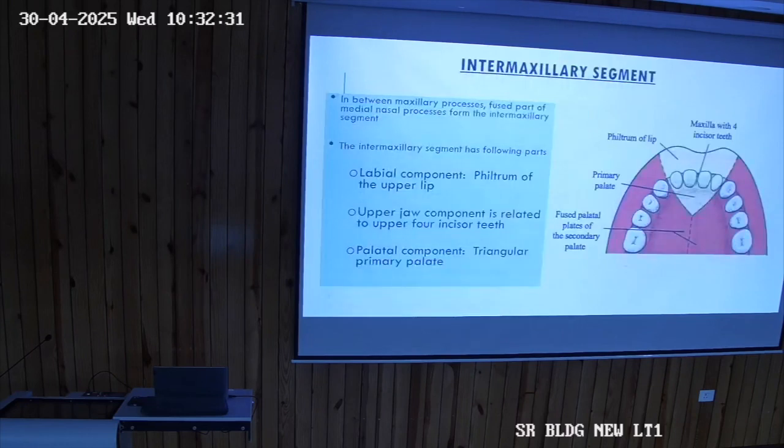Now let's start with the intermaxillary part. Now we will discuss about the development of palate, and it is really interesting.